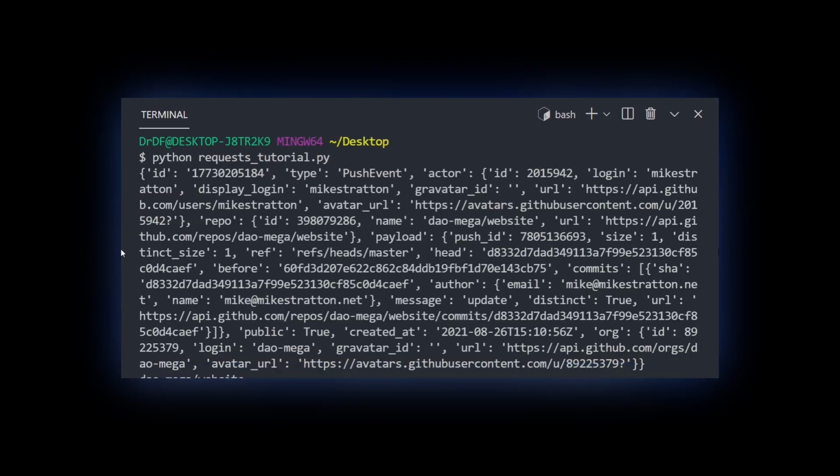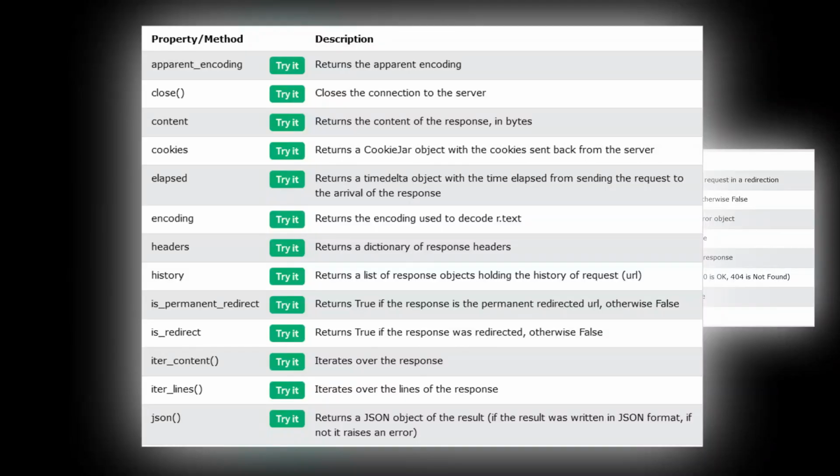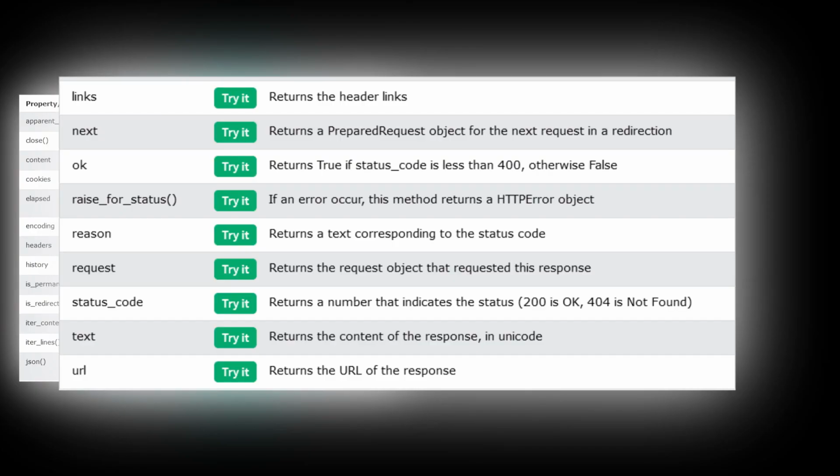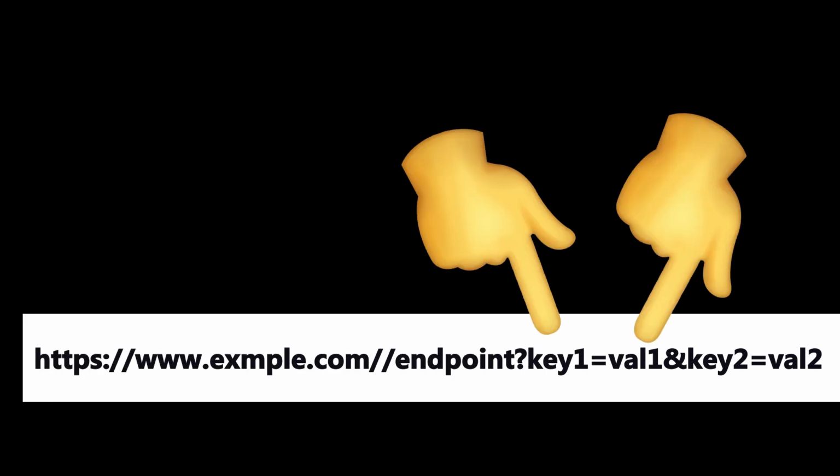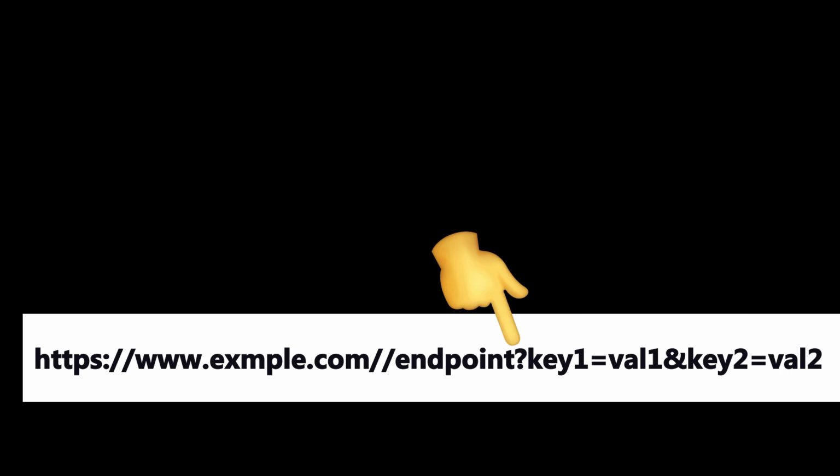And here we are. You can explore other response properties like cookies, encoding, headers, history, json, links, raw, reason, request, url, and much more. The next cool thing you can do is pass some query parameters to the request. The query parameters, by the way, are those here. The first parameter is k1, its value is value1, and they're separated from the endpoint with a question mark, and between each other with an ampersand.